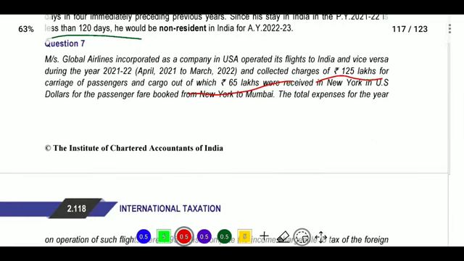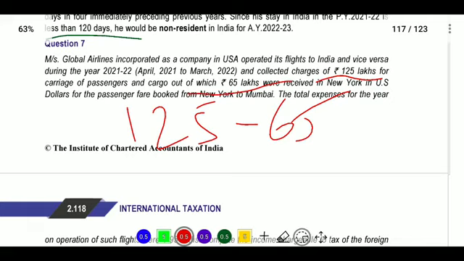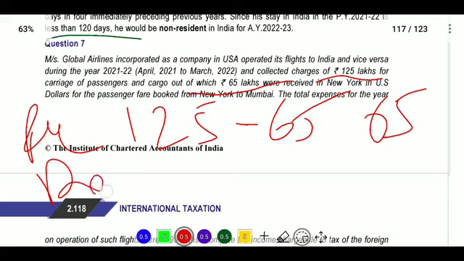So 125 minus 65, whatever the amount was received here. 125 was collected charges, and out of 125, 65 will be the cargo out. So this 65 will be removed. That is the fare book value we will get, and with the fare value, this 65 will be from New York to Mumbai.